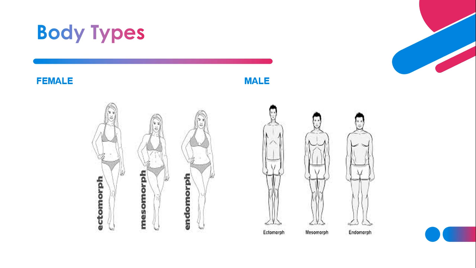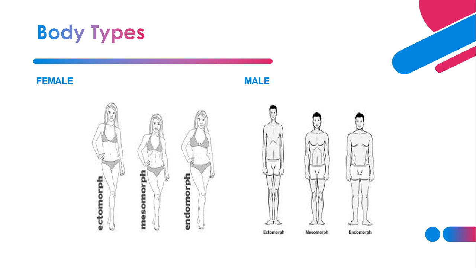Mesomorphs, on the other hand, find it super easy to build muscle mass, and you are generally proportionally built. Mesomorphs can lose and gain weight easily, are able to build muscle quickly, and usually boast an upright posture. This body type tends to have a long torso and short limbs. Women with a mesomorph body type are strong and athletic.